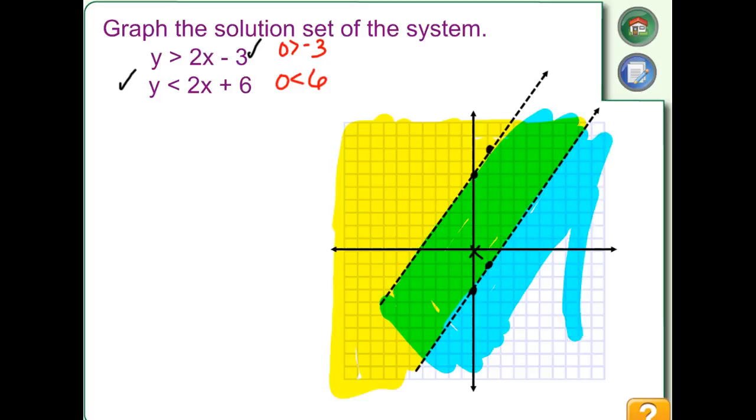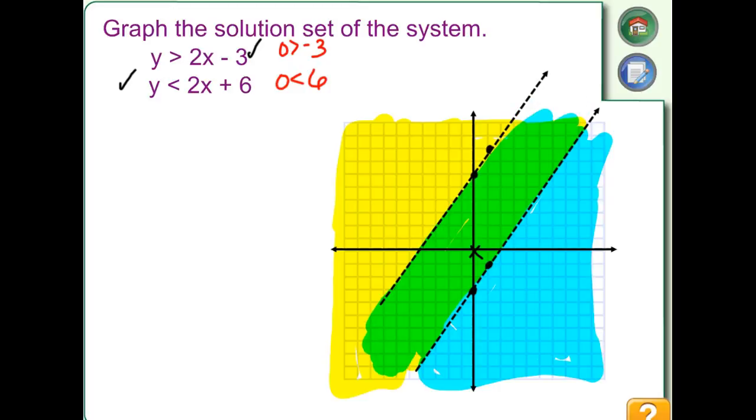So once again, when we're graphing a system of inequalities, we're just graphing and shading two lines in the same coordinate plane on the same grid. And where we see those colors overlap, that is our answer.